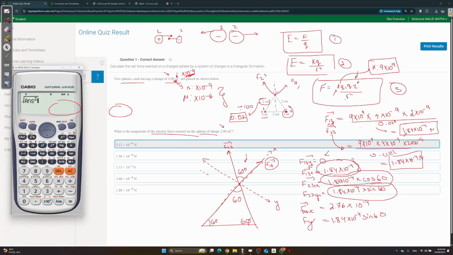We can take the answer squared plus 1.84 times 10 to the minus 4 sine 60, all squared. You get 3.186. So I added something wrong, maybe. I think I put a number in wrong, but it's a small difference, one decimal point. It's not that big of a deal. Okay, but that's how you do question 1.